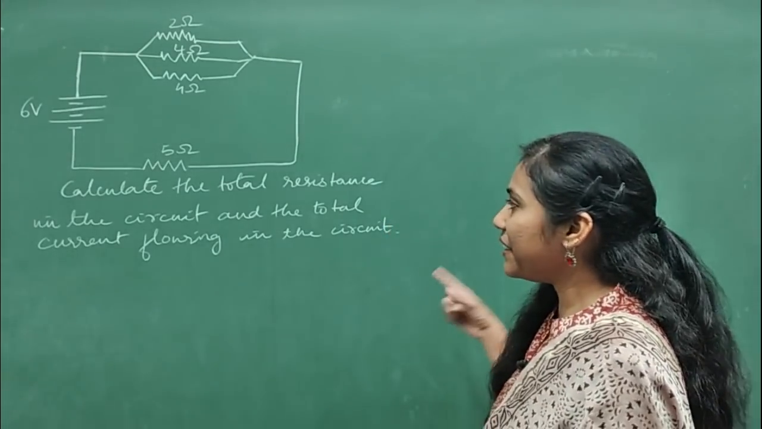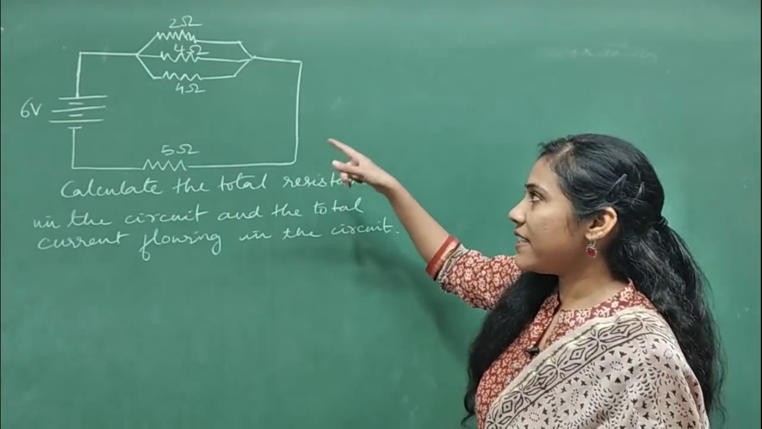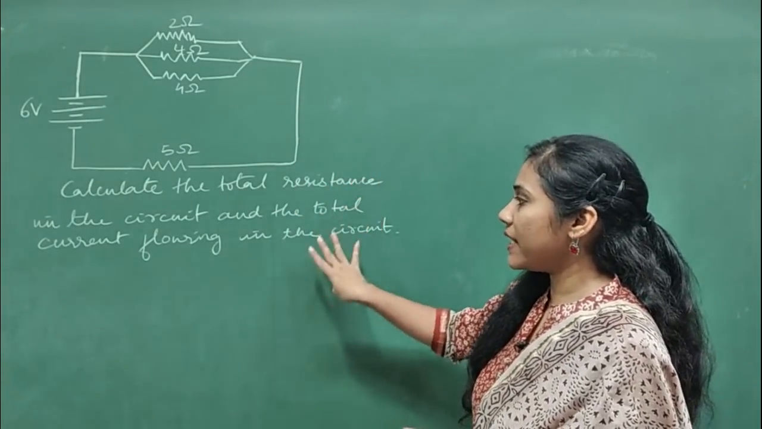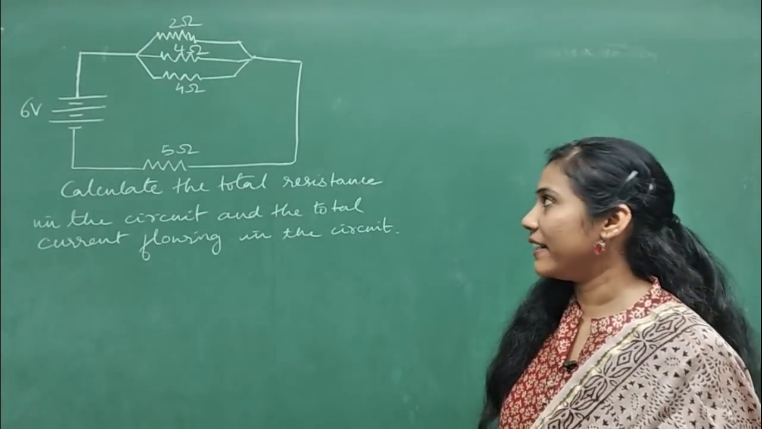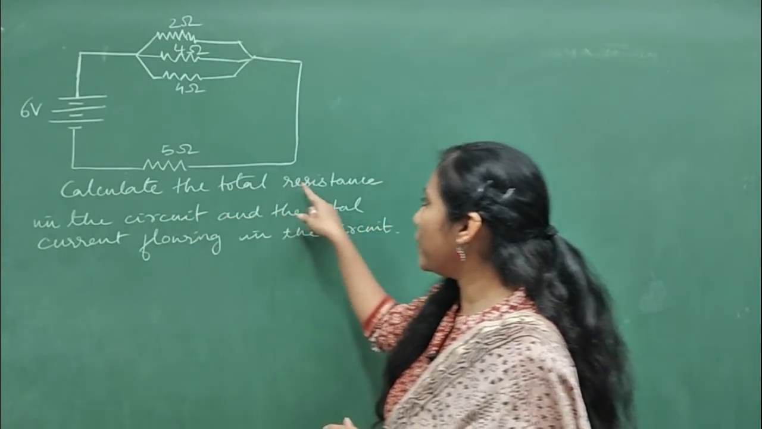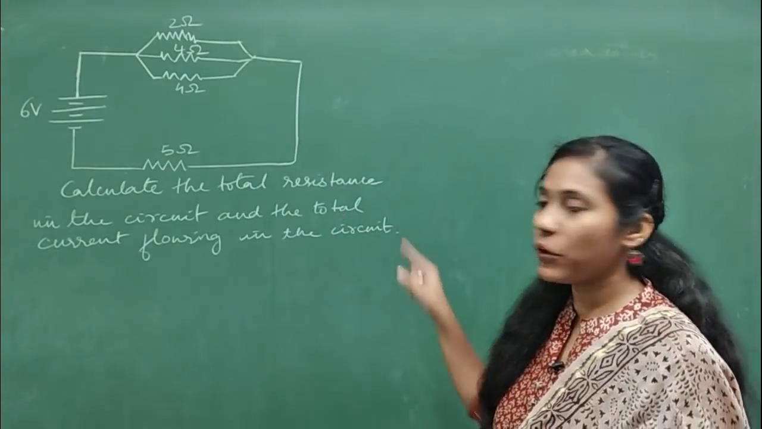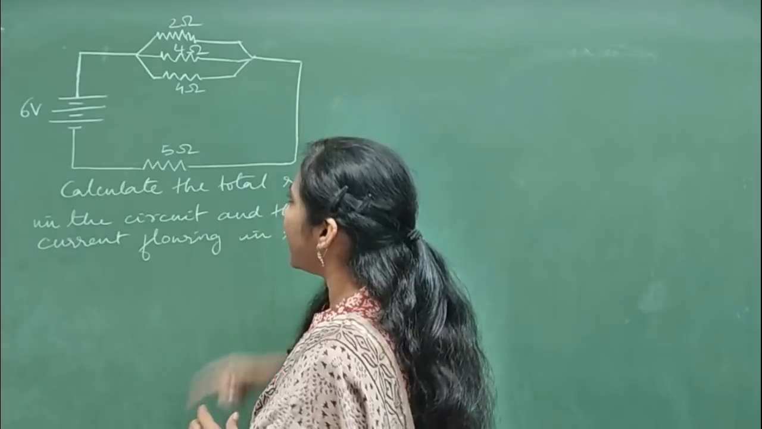So this is another important model in the chapter electricity. They will give you one circuit diagram. They will ask you to calculate the total resistance, or they would ask you to calculate the total current. See, this is the circuit diagram and they ask you to calculate the total resistance in the circuit and the total current flowing in the circuit. So you have to observe the circuit diagram very carefully.